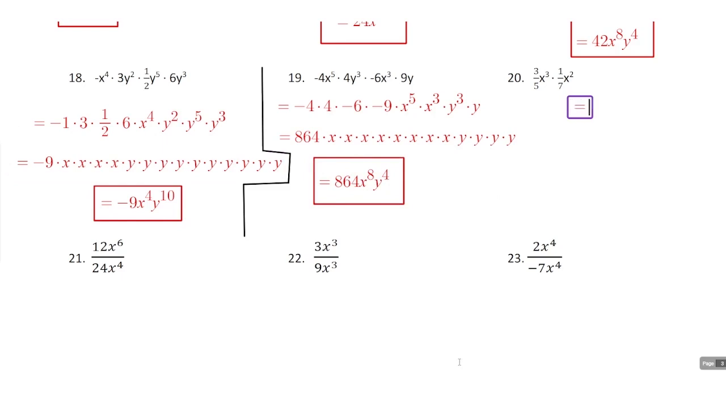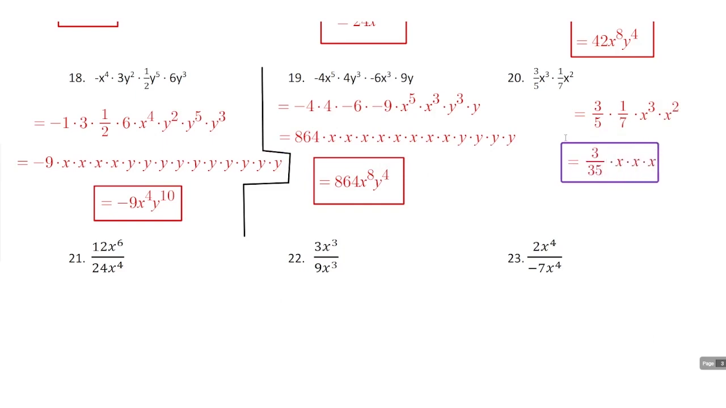Number 20. Ooh, we got some fractions here. 3/5 and 1/7. We'll have to multiply those. Times x cubed times x squared. So when you're multiplying fractions, you're going to multiply straight across. 3 times 1 is 3. 5 times 7 is 35. It does not reduce, so we're going to leave that alone.